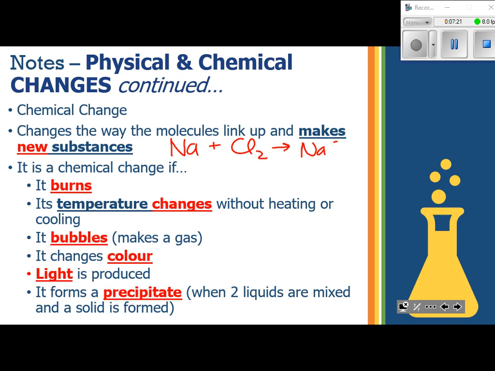So chlorine gas is a poisonous gas. Sodium is a super reactive metal. Remember, it's our alkali metal. It's very reactive. Okay, so I wouldn't want to eat either sodium or chlorine, but NaCl, that's table salt. We need that to survive. It's really important in our nervous system and our nerves firing. So that's a chemical change.